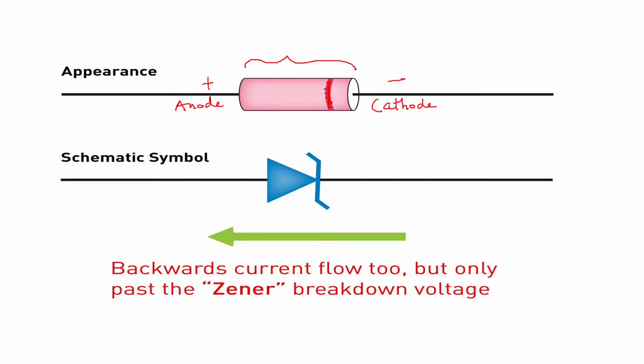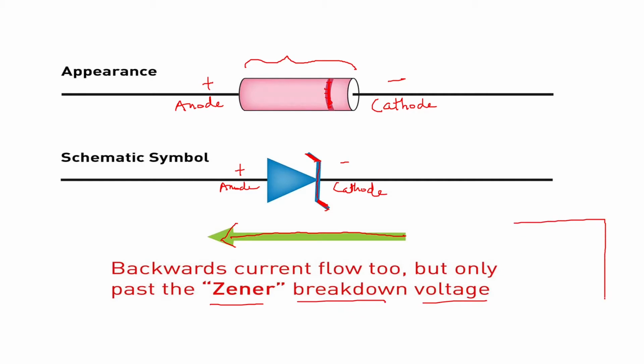Even the symbol is the same as your conventional diode. The only difference is that the bar is bent, on top and at the bottom. This can be taken as the anode, and this can be taken as the cathode. These are the two terminals of the diode. The most important feature I've shown with this arrow is that backward current flows too. This is the reverse current, but only when the applied voltage passes the Zener breakdown voltage. That is what we have seen in the graph.